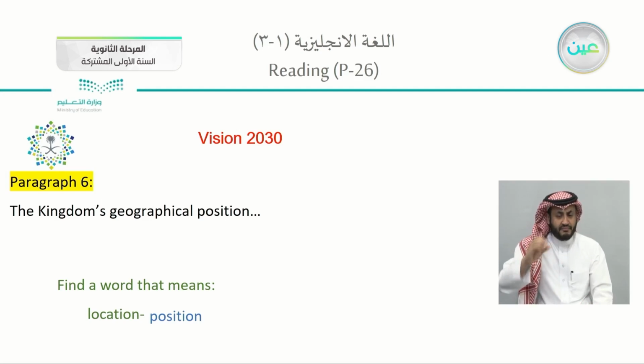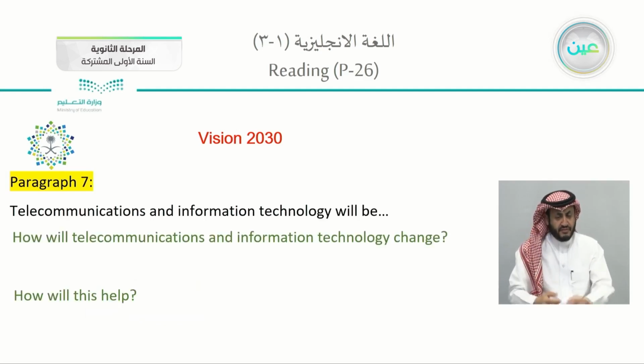Let's continue with the 7th paragraph. Paragraph number 7 is speaking about telecommunication and information technology. How will telecommunication and information technology change in 2030? If it changes, how is it going to help? Let's listen.